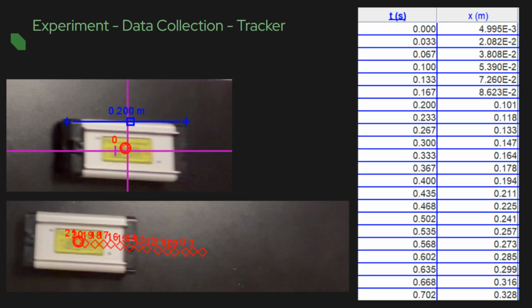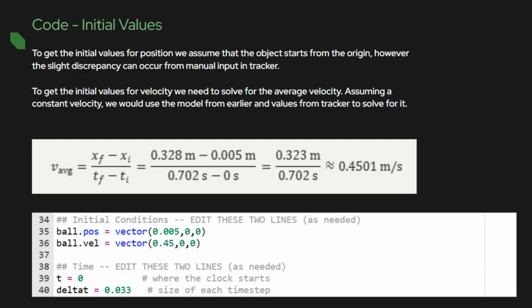Next, we have data collection via tracker. In the images on the left, we can see the length of the card and the direction of the positive x being in the direction of motion. In the table on the right, we can use the hand-inputted values for the position at a certain time frame. Next, there is the code.